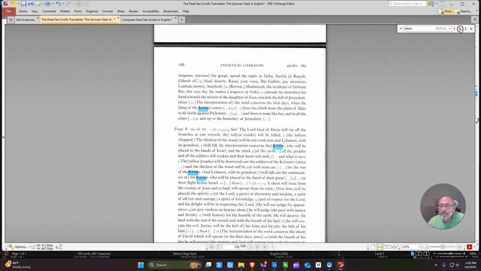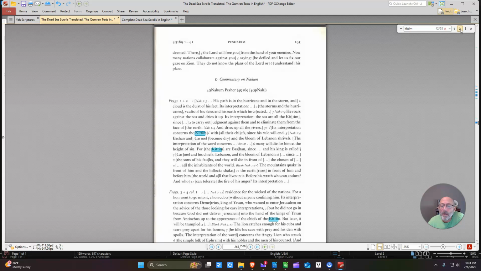Concerns the Kittim. This interpretation concerns the Kittim. For the Kittim are Bashan. Okay, this might be identification. For the Kittim are Bashan, and his king is called Carmel, and his chiefs Lebanon, and the bloom of Lebanon. All right, interesting. Kittim are Bashan, and I do think I saw references to Bashan in the War Scroll. We'll have to see. But it's too fragmented, not enough to know here.